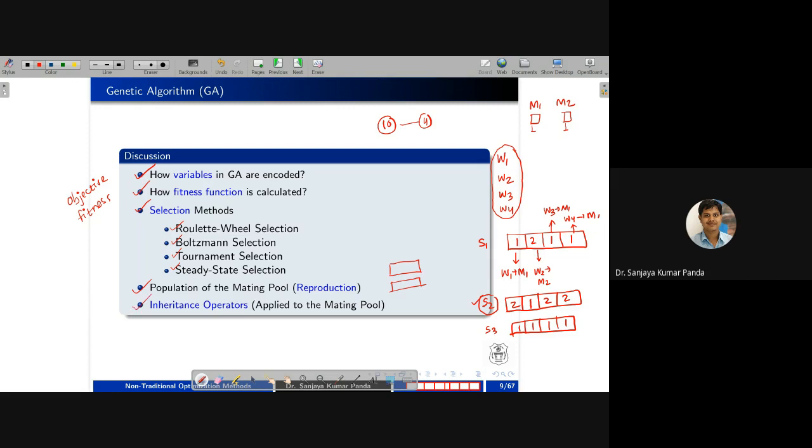Next one is about the inheritance operator, which is what you want to apply to the mating pool. So there is not only a single chromosome, there is a group of chromosomes. So you have to apply some operator. There are a lot of operators, like crossover and mutation, to update the mating pool in each and every iteration. So basically these things we will discuss in this complete lecture.